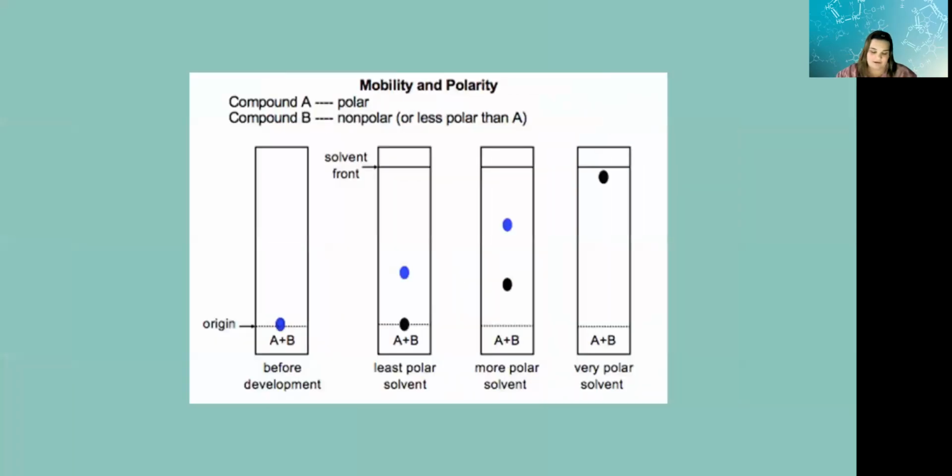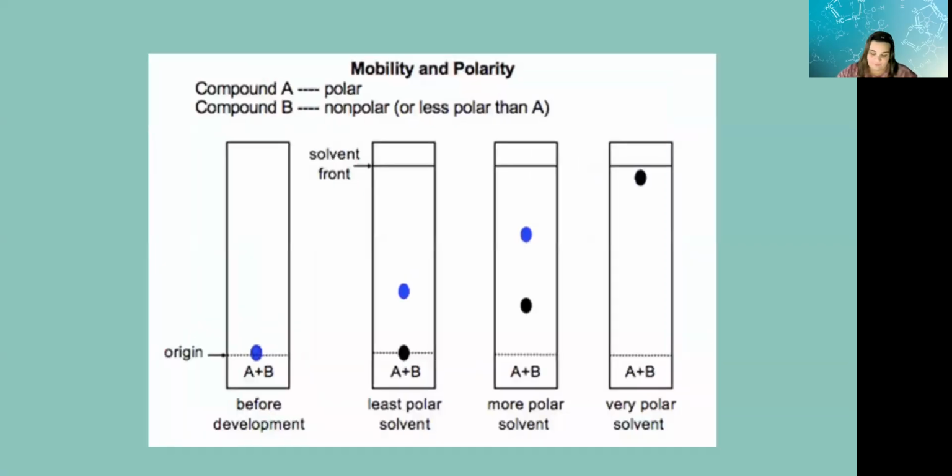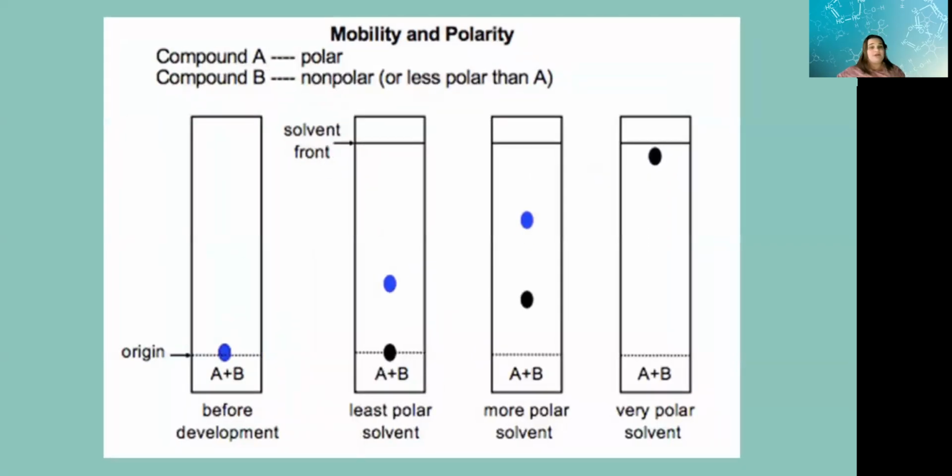Okay, all right, awesome. So taking a look at this guy now. This is just talking a little bit about polarity and movement. So the first thing I want to ask you is between blue and black here, who do you think is compound A? If compound A is a polar compound, who is compound A? Do you remember what we said about these guys?